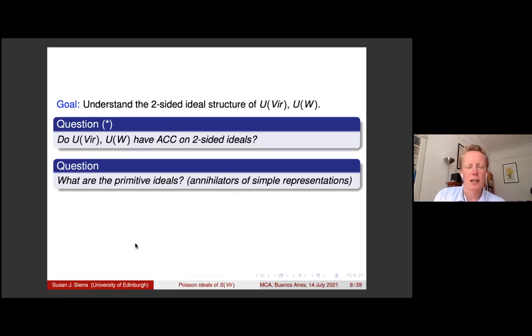So there are two questions that you can ask. First of all, do these enveloping algebras have the ACC, the ascending chain condition on two-sided ideals? It seems plausible. I mean, here's this very, very big one-sided ideal that was not only finitely generated, but actually generated by one element. And when you're thinking about ideals in a non-commutative ring, you always want to ask, what are the primitive ideals? What are the annihilators of simple representations? So these are probably the two questions about this ideal structure that we most want to ask.